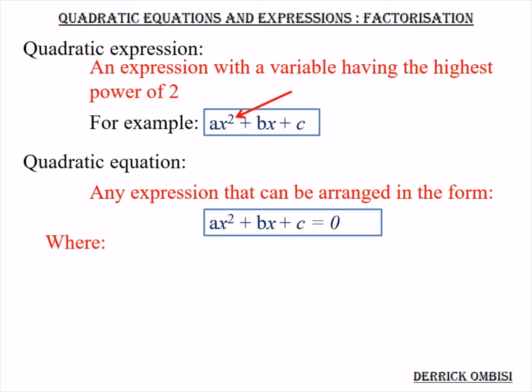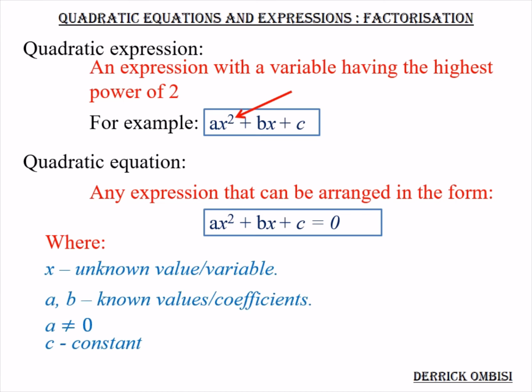And here the values of a and b, those are known values, or we call them coefficients. X is the unknown value of the variable. C is a constant.